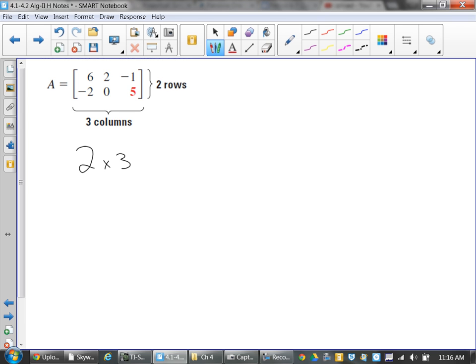The numbers that are inside them are just called entries. They don't have a specific place or value or anything like that. They're just called an entry. Let's see, what else is there with them?